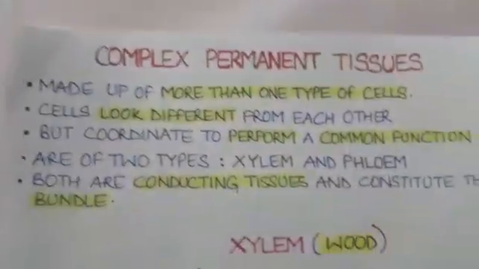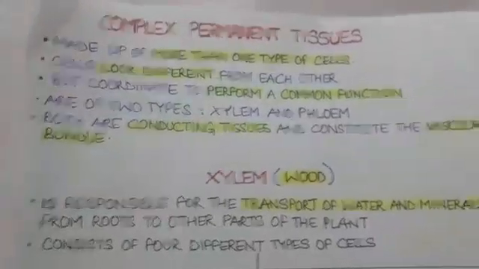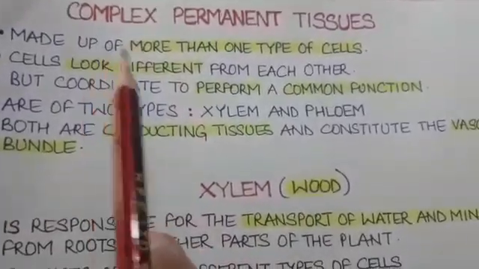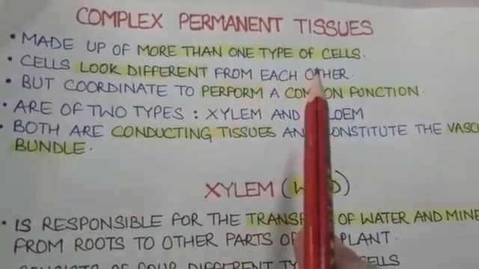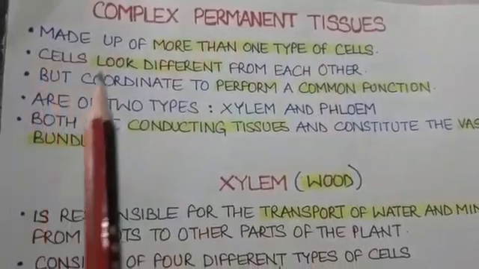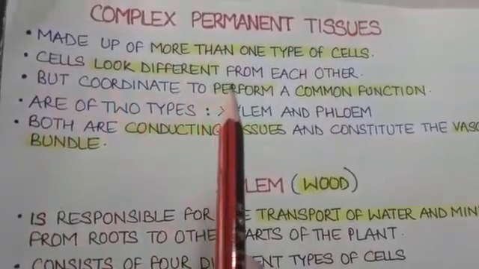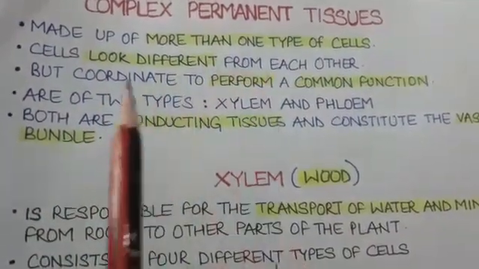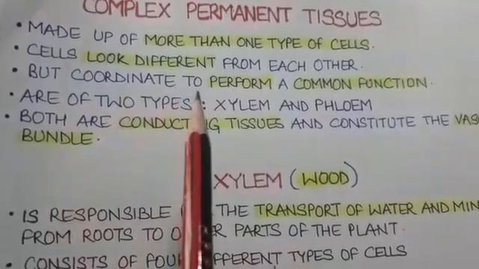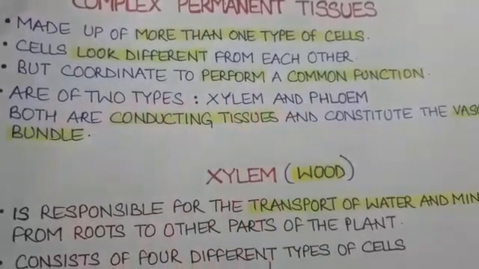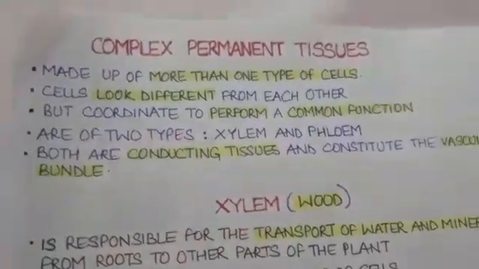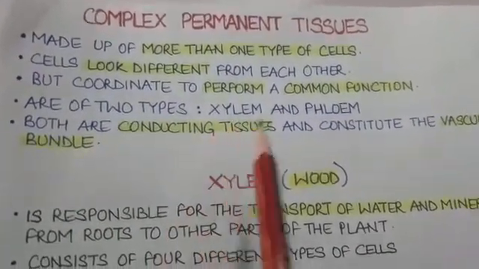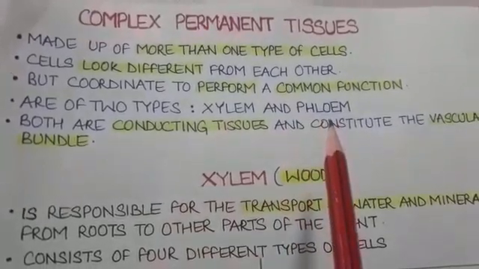Students, complex permanent tissues, as was discussed in the last video, are made up of more than one type of cells. These different types of cells are different in their appearance. They look different from each other, but all of them coordinate to perform a common function. The two types of complex permanent tissues in plants are xylem and phloem.